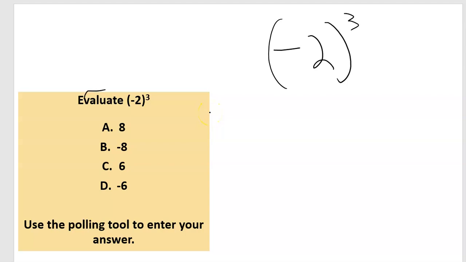Evaluate. Look at the word right here. Do you hear that? Value. We're finding the value of this thing. So let's see here. We're laying down the base. In this case, since this is inside the parentheses, this is all the base. Yeah, the -2 is the base.